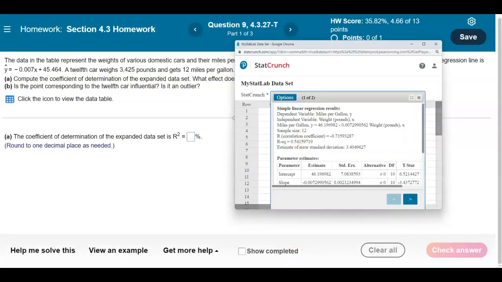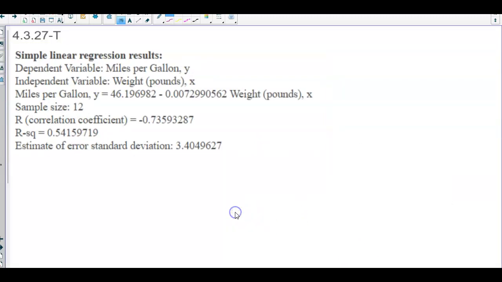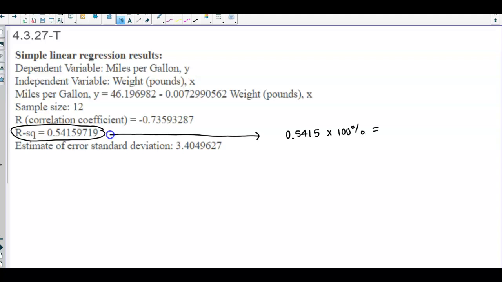All right, so there is our coefficient of determination, 0.5415, and we're going to multiply that by 100%. If we move this decimal over twice, we get 54.15%. They want us to round this to 1 decimal place, so we round that up to get 54.2%. So let's put that result in here.